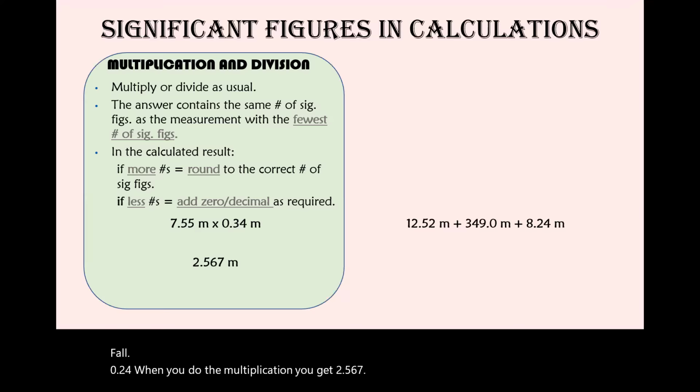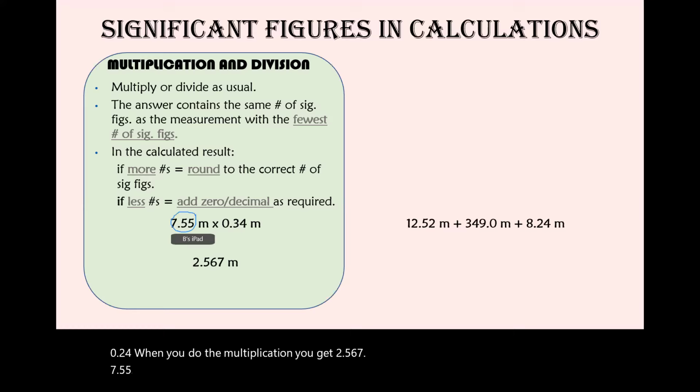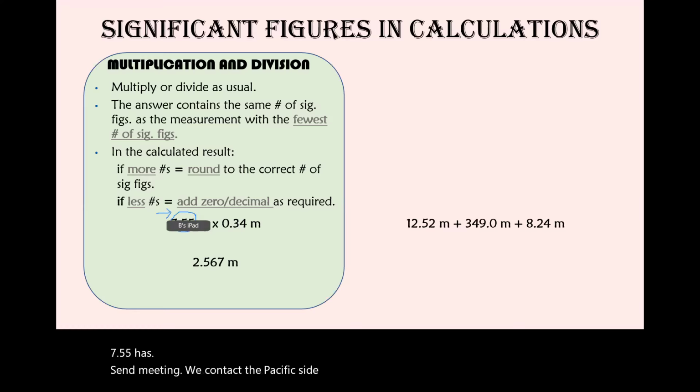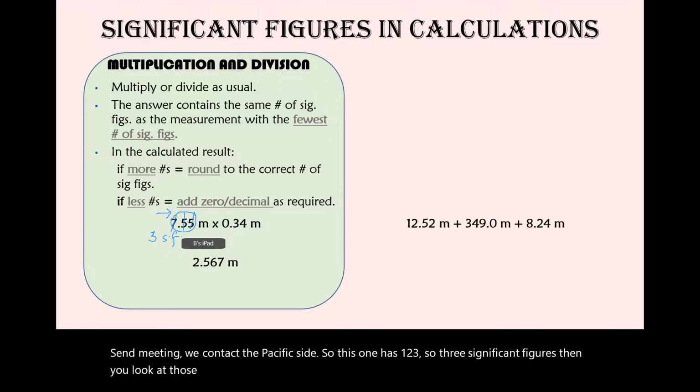The first number that we see, 7.55, has a decimal present, meaning we count from the Pacific side. So this one has 1, 2, 3. So 3 significant figures. Then we look at the second number. Once again, a decimal is present, so we count from the Pacific side.